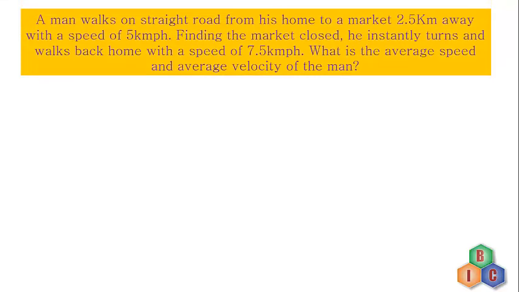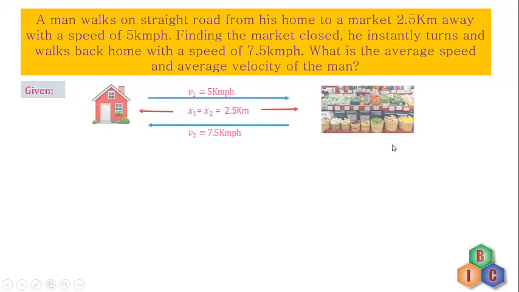A man walks on a straight road from his home to a market 2.5 km away with a speed of 5 km per hour. Finding the market closed, he instantly turns and walks back home with a speed of 7.5 km per hour. What is the average speed and average velocity of the man? Now, let's depict this problem with the help of a diagram.